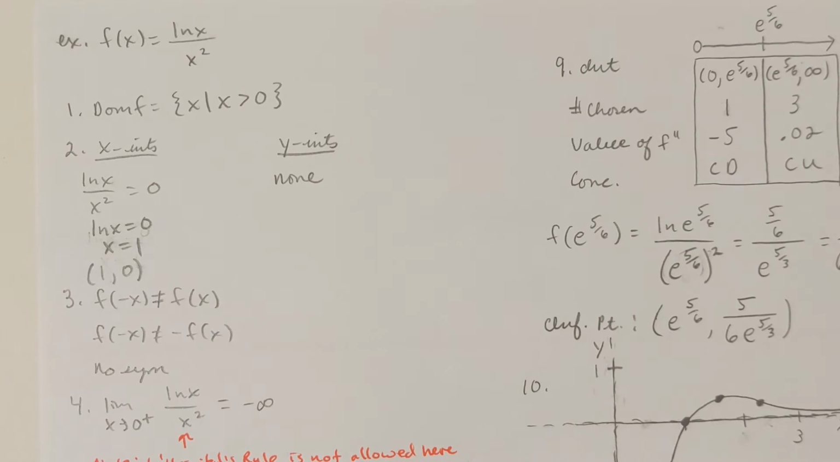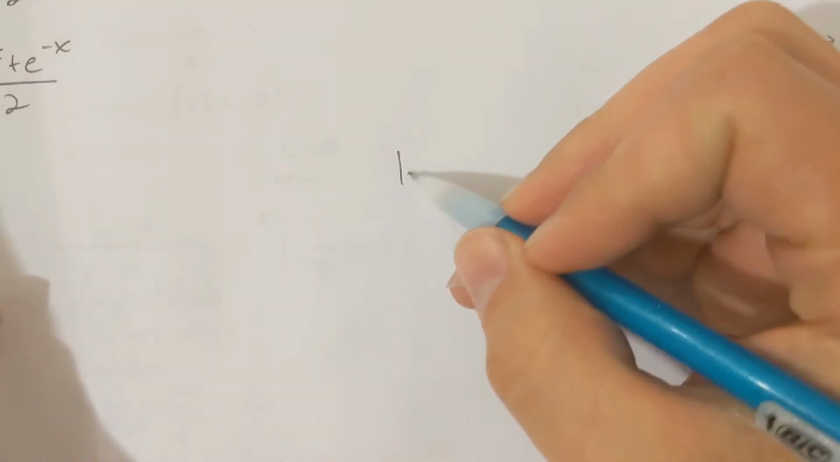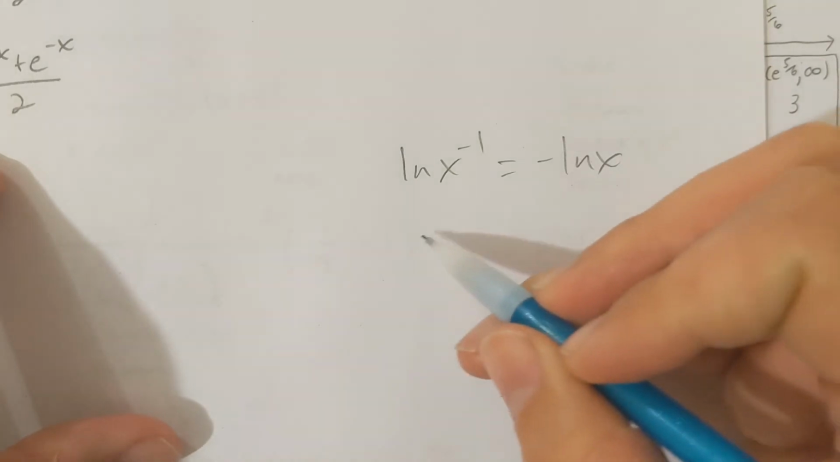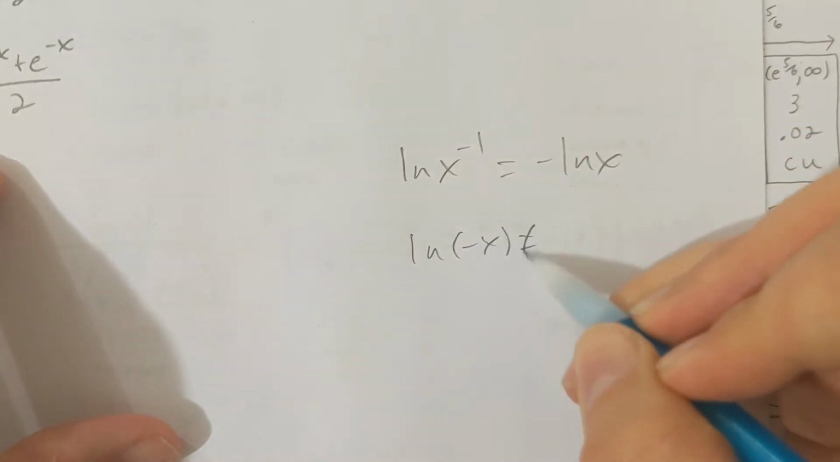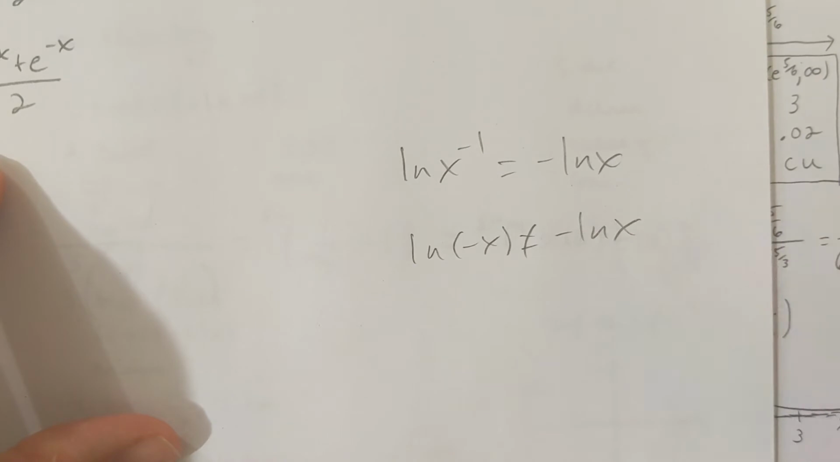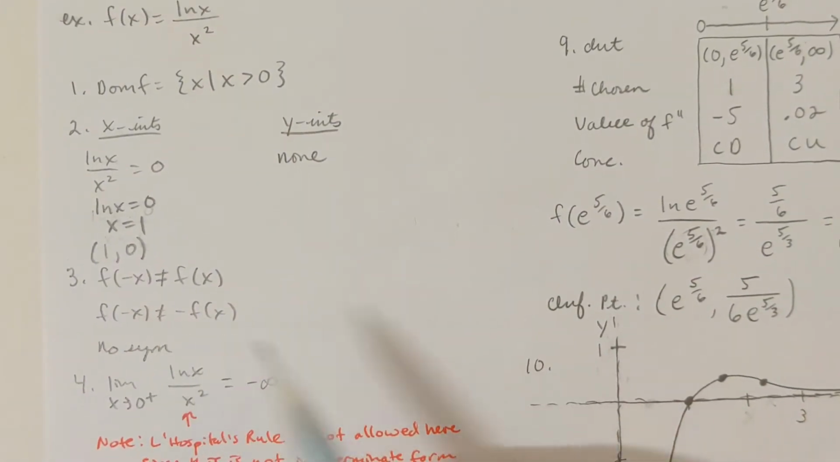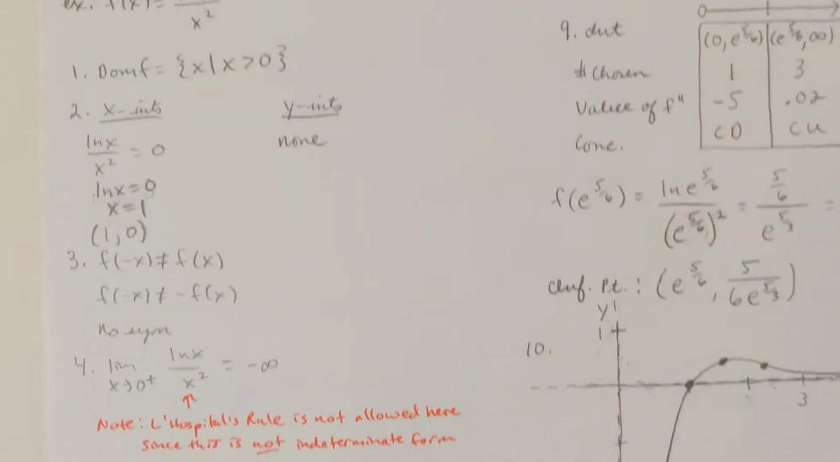How about if I plug in negative x? Negative x squared is the same as x squared, as I mentioned. But is the ln of negative x the same as negative the ln of x? No. The ln of x to the negative first would be the same as negative the ln of x, but the ln of negative x is not the same as negative the ln of x. So this result would not be true either. The function is not symmetric to the origin. There's no symmetry on this graph.